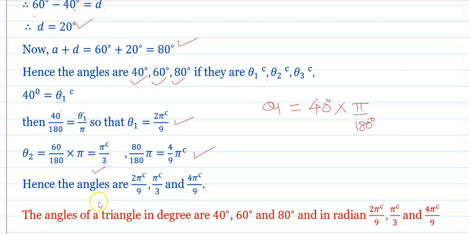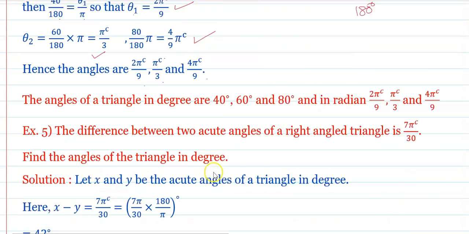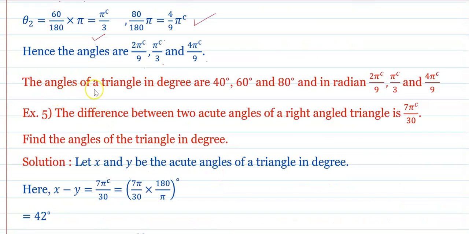And hence the angles are 2 pi radian upon 9, pi radian upon 3, 4 pi radian upon 9. These are the angles in radian. Hence the angles of the triangle in degree are 40 degree, 60 degree, 80 degree, and in radian 2 pi radian upon 9, pi radian upon 3 and 4 pi radian upon 9.